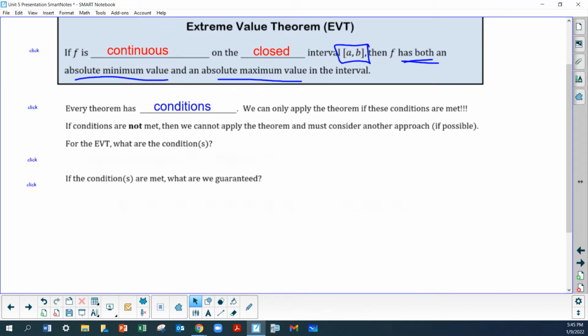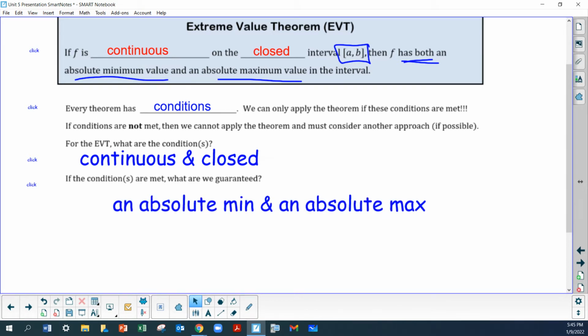Every theorem we know has conditions that must be met. We can only apply this theorem if our conditions are met. And what are those conditions? Well, we just talked about it, how it has to be a continuous function on a closed interval. If these conditions are met, then we are guaranteed that f will have an absolute min and an absolute max.